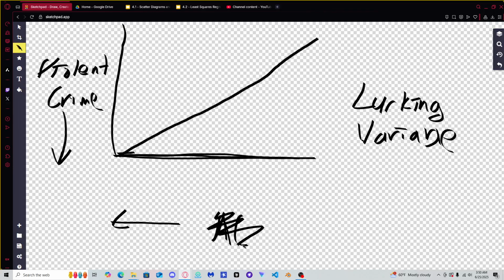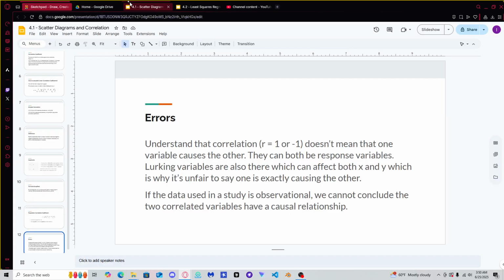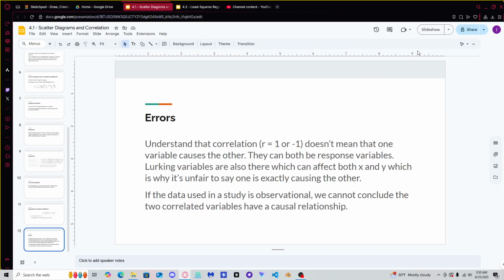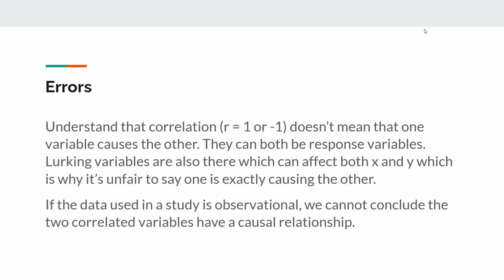Taking away AC doesn't mean violent crime is going to go down, because it's still going to be a hot day. So it's important to note that correlation coefficient doesn't mean that one variable causes the other. It just means that two variables show a linear relationship.